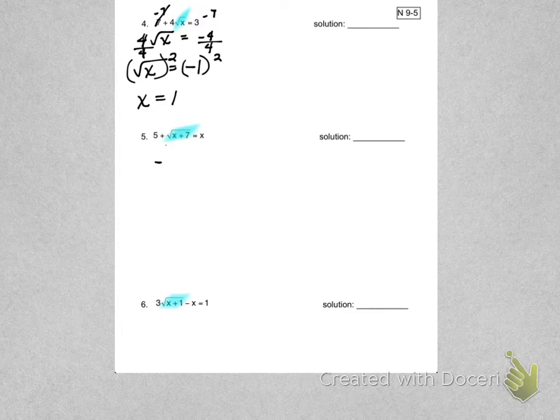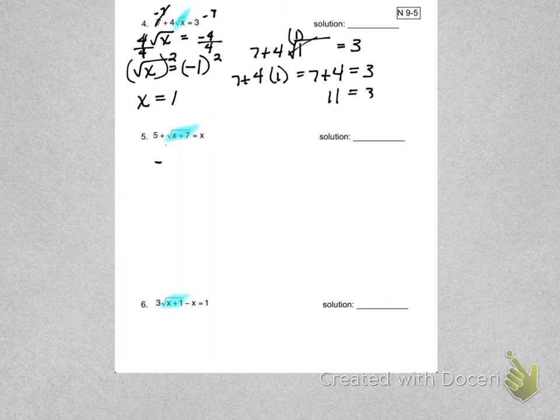Okay, so let's check. We have 7 plus 4 times the square root of 1 equals 3. Square root of 1 is 1. So 7 plus 4 times 1, or 7 plus 4, is 11. And that does not equal 3. So, since that one didn't work out for us, the answer there is no solution.